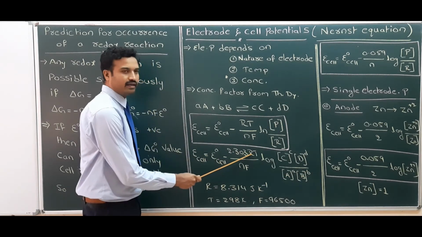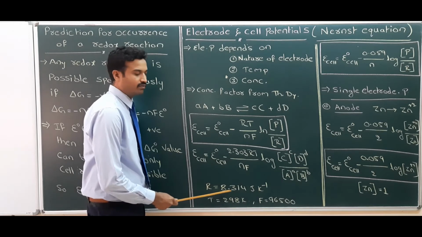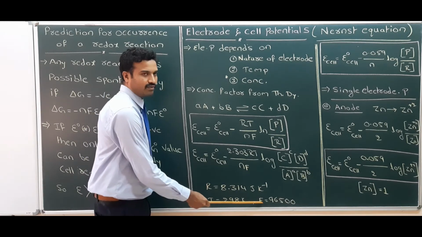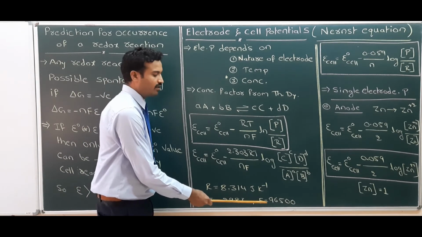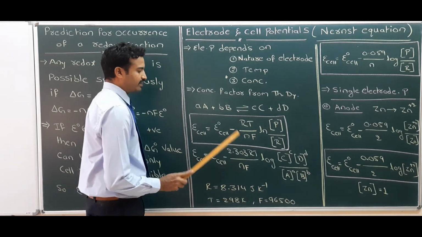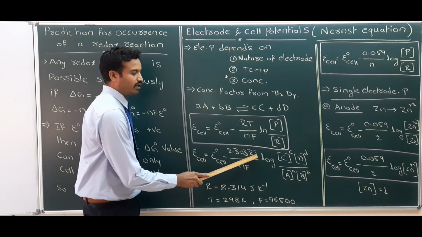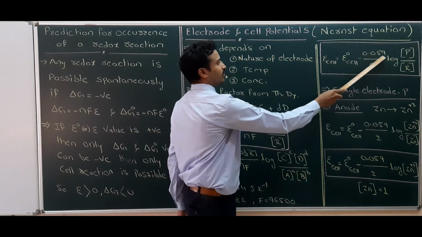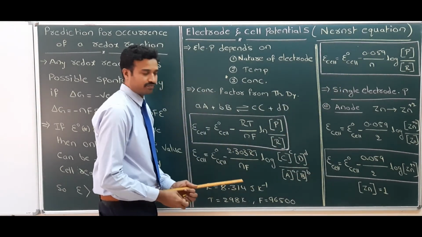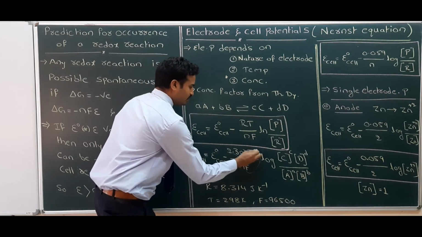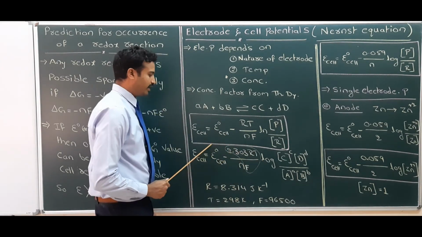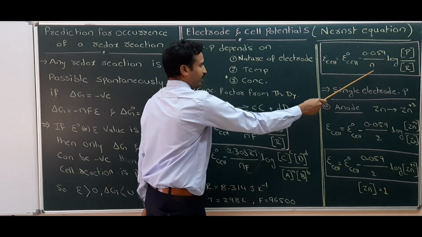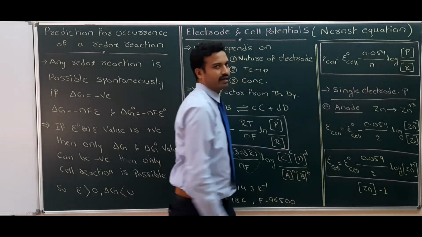Next, R is a constant, R equals 8.314 joules per Kelvin. Temperature is 298 Kelvin. F is 1 Faraday, which equals 96,487 coulombs, or 96,500 coulombs as a round value. Now, if we take 2.303 into 8.314 into 298 by 96,500, we get the value 0.059. Then the formula is E cell equals E naught cell minus 0.059 by n log of product concentration by reactant concentration.